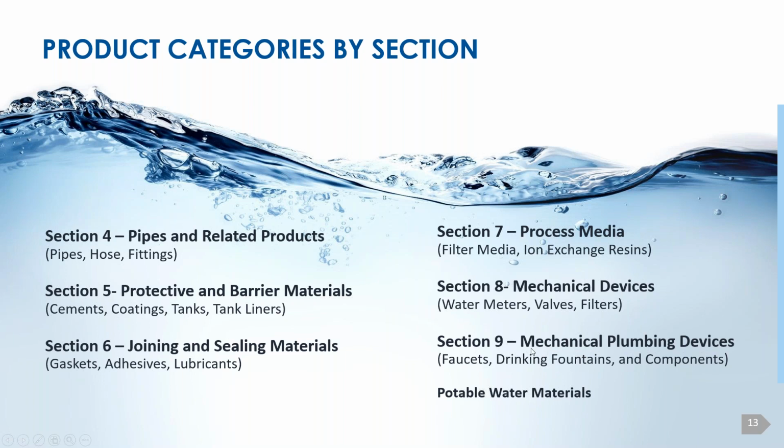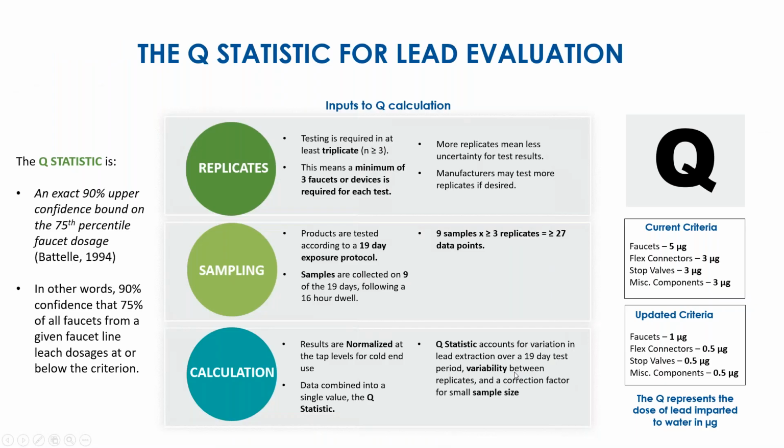That evaluation under Standard 61 is done using a statistical calculation known as the Q statistic. In statistical terms, the Q statistic is an exact 90% upper confidence bound on the 75th percentile faucet dosage. So in other words, the Q statistic represents a 90% confidence level that 75% of all faucets from a given faucet line would leach lead at dosages at or below the criterion.